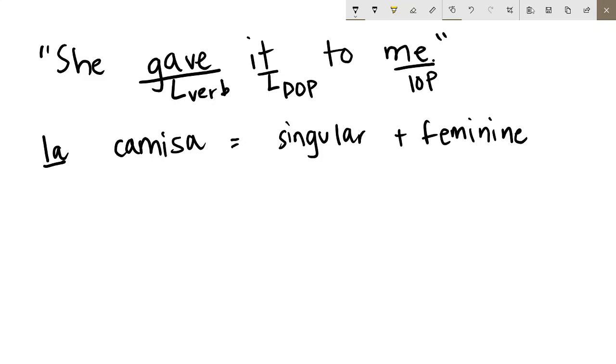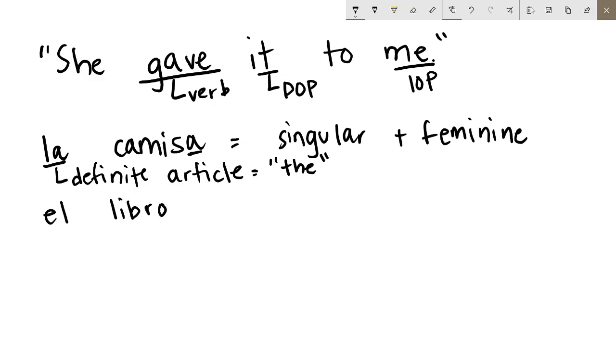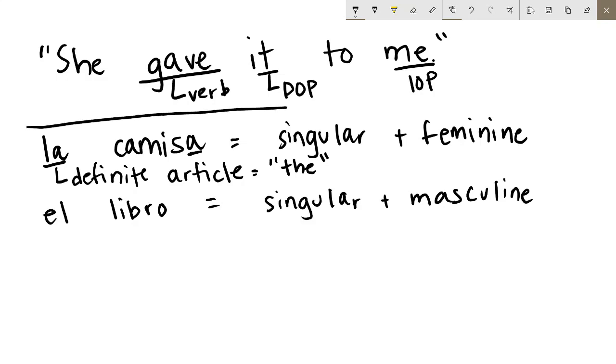So, la camisa means the shirt. You know it's feminine because look right here. This is the definite article. You also know because it ends in A that it's feminine. But the definite article is basically how you would say the in Spanish. Okay? She could have also given it to me, that it being el libro, which is singular and masculine. So let's just say she gave the shirt to me.